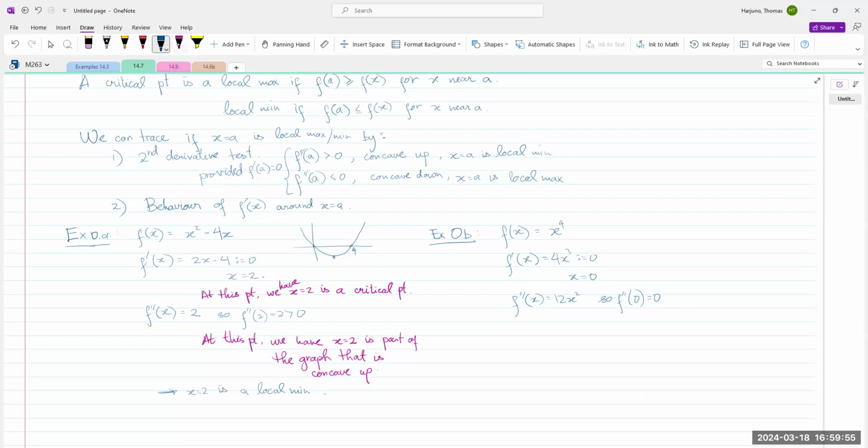So at this point we know that x equals 0 is a critical point, but the second derivative test fails to provide concavity.